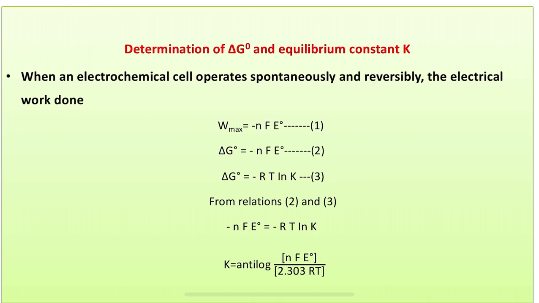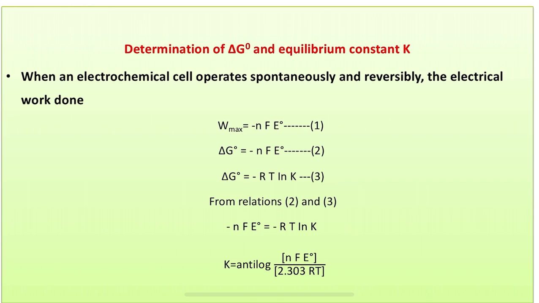This is work done at the expense of the free energy of the system. Let delta G naught be the free energy change. Then what happens to this expression? Delta G naught is taken to the left-hand side, and delta G naught equals minus n F E naught. Let me call this equation number 2.